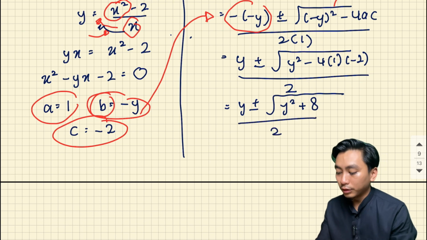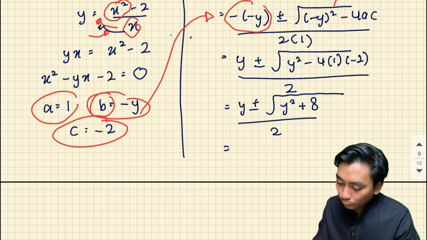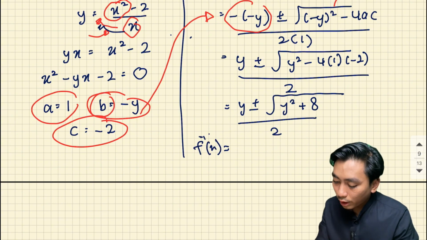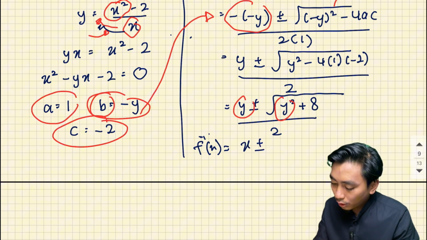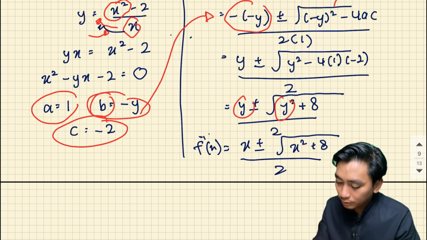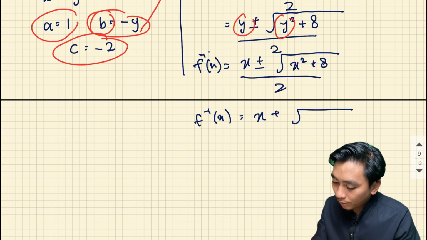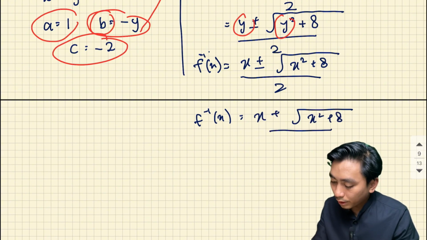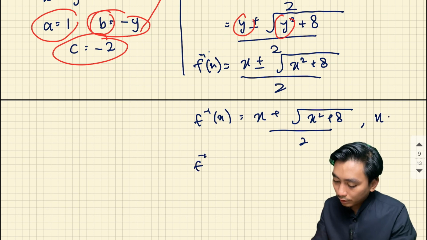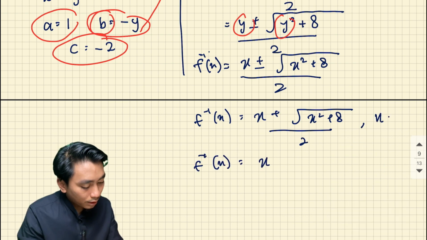So for the final answer, you have to put it as f inverse x, and you have to change all the y values here into x. x plus minus square root of x square plus 8, divided by 2. Also, the answer will be f inverse x equals x plus square root of x square plus 8, divided by 2, and it can also be written as x minus square root of x square plus 8, divided by 2.